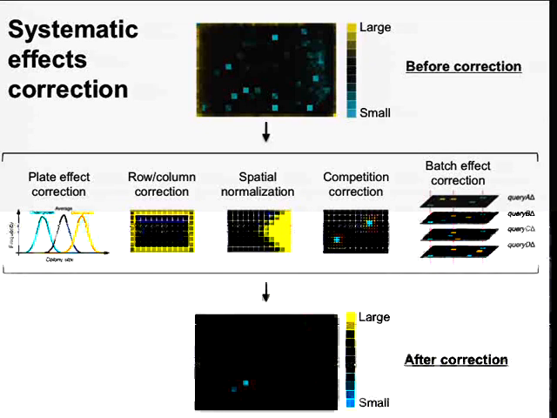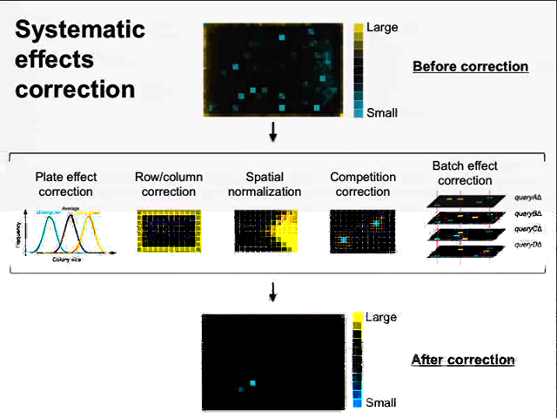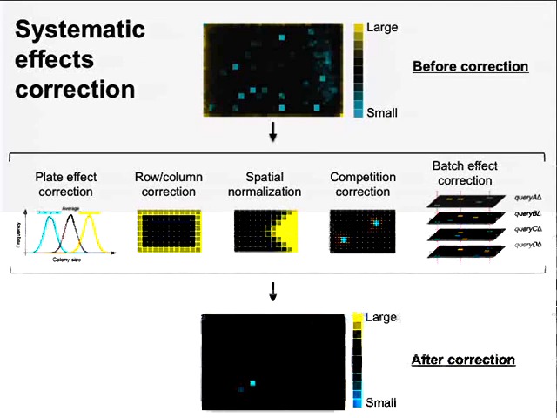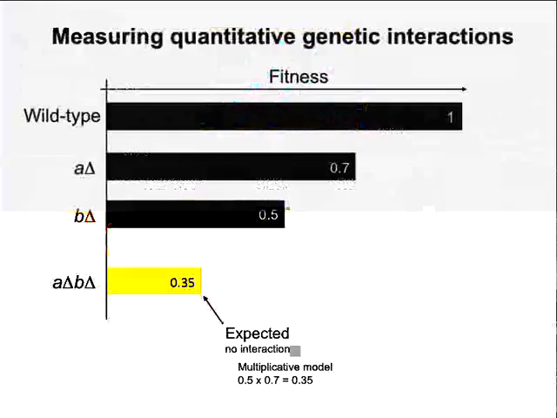But the bottom line is that after about 2 years trying to address and deal with all these effects, we were able to obtain double mutant fitness information that was clean and unbiased and was now ready to be used to identify genetic interactions. So as we have a quantitative measure of double mutant fitness, we obviously needed a quantitative model for measuring genetic interactions.